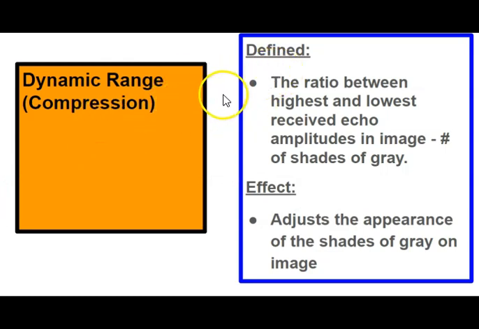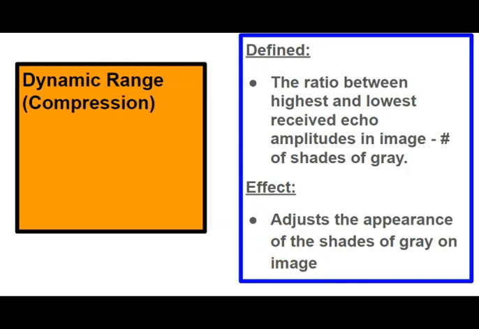Define dynamic range compression: the ratio between the highest and lowest received echo amplitudes in our image. And this determines the number of shades of gray. The effect that it has on the image adjusts the appearance of the shades of gray on the image.